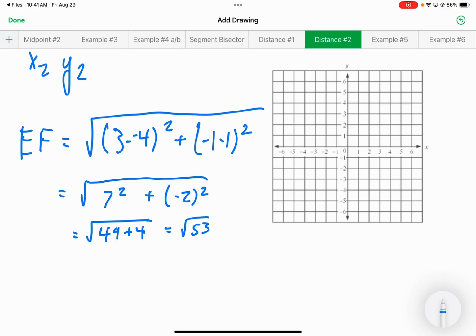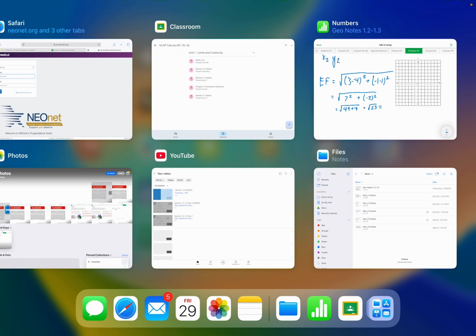Now, again, square root of 53 is a good answer. But if we want to get that as a decimal, let's see.